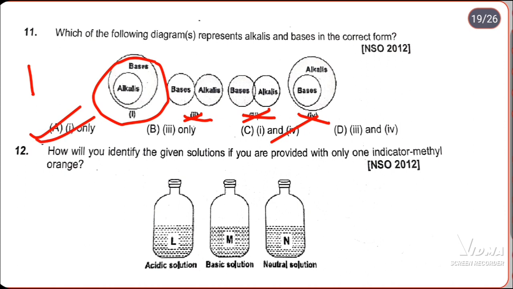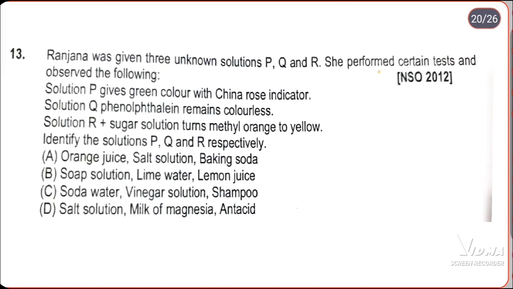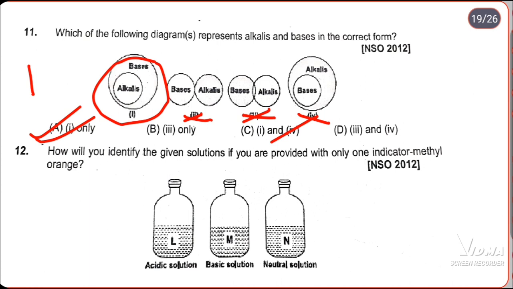Next question. How will you identify the given solutions if you are provided with only one indicator, methyl orange? The figure is given to you. This is test tube 1, which is named as L test tube, M test tube and N test tube. Options are not given here. So how will you identify the given solution if you are provided with only one indicator, methyl orange?